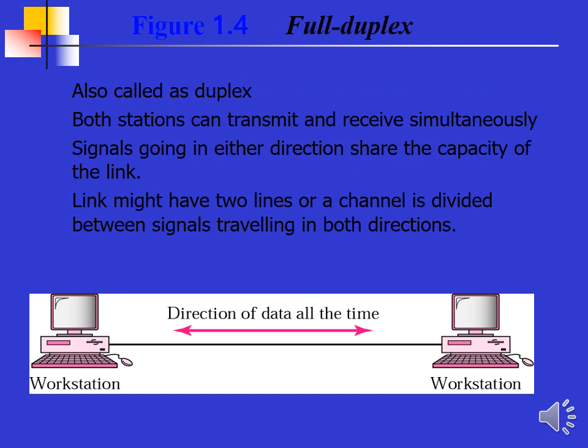Figure 1.4 is full duplex, also called duplex. Both stations can transmit and receive simultaneously. Signals going in either direction share the capacity of the link. The link must have two lines, or the channel must be divided between signals traveling in both directions.